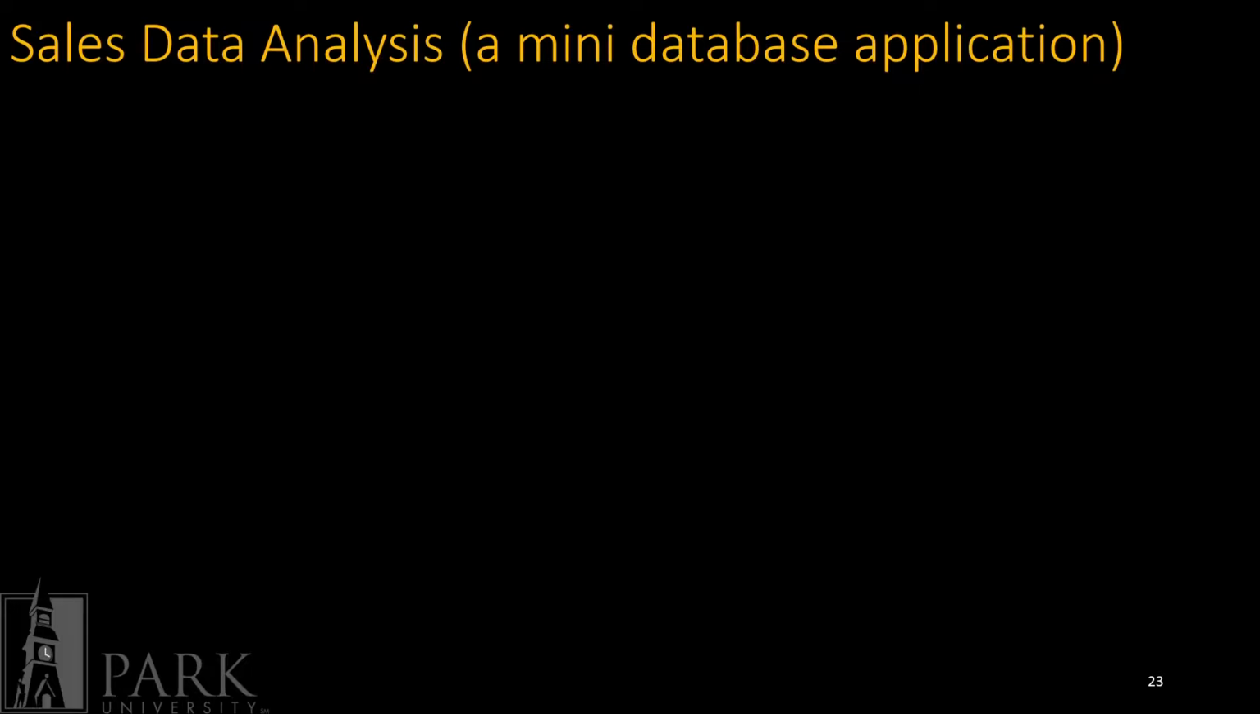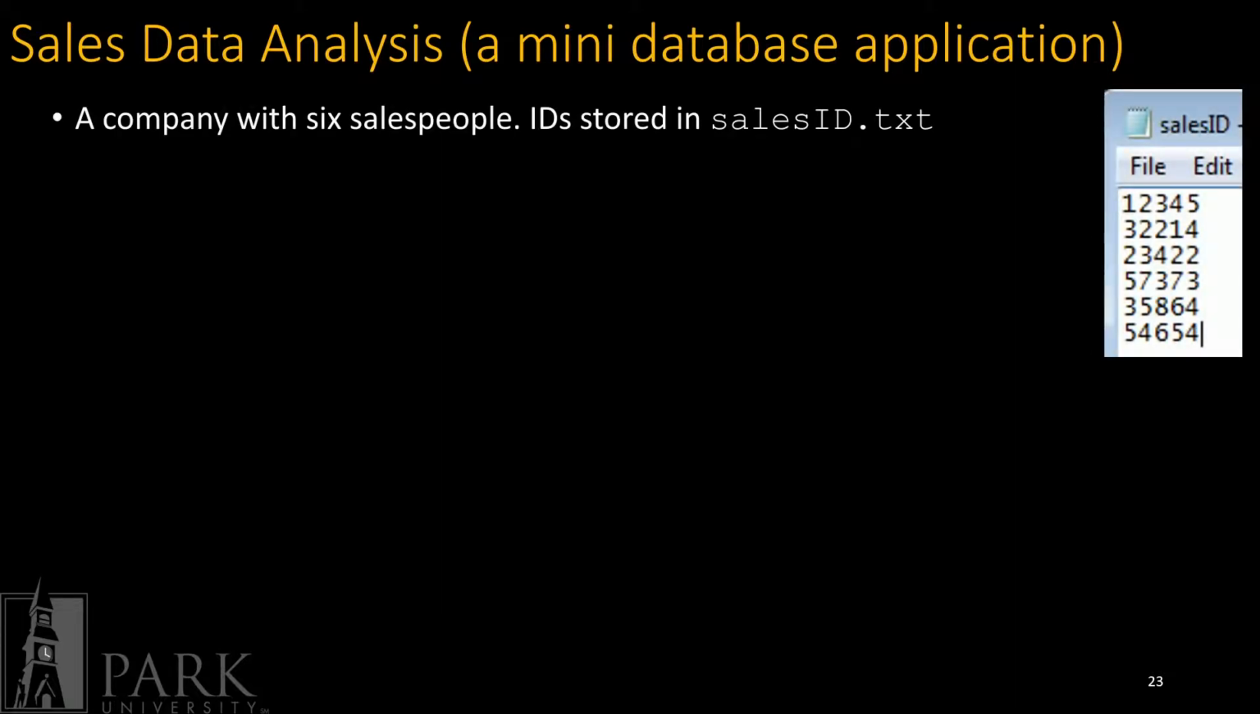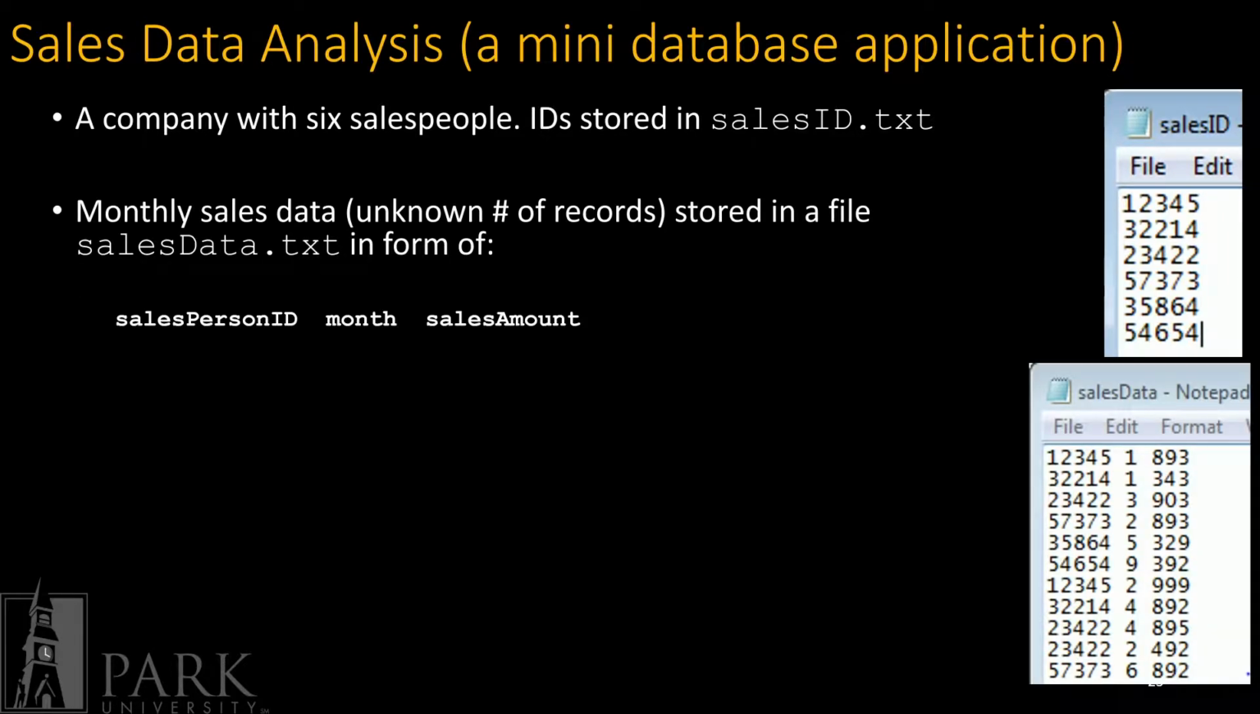So this application is for a company with 6 salespeople, and their IDs are stored in a text file, and they're not necessarily in any order. The monthly sales data for each salesperson is also stored in a text file with an unknown number of lines, and it consists of their ID, the month of the sale, and then finally the total amount of their sales. So as you can see here.